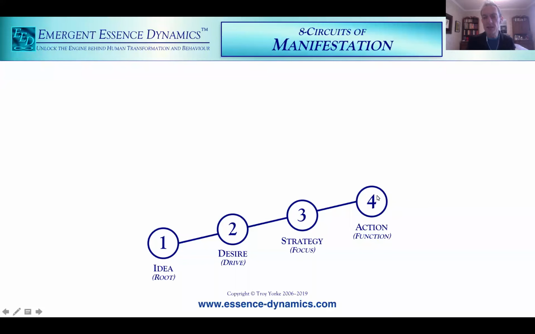And then circuit four is our social circuit, where we're in relationship and dynamically interacting with everything around us. It's our social function, it's our sexual function, all right? Those are our four terrestrial circuits. From circuit four, we can then wrap back around to circuit one.